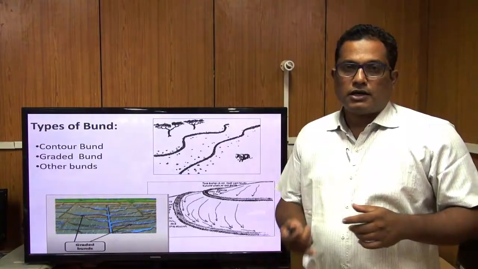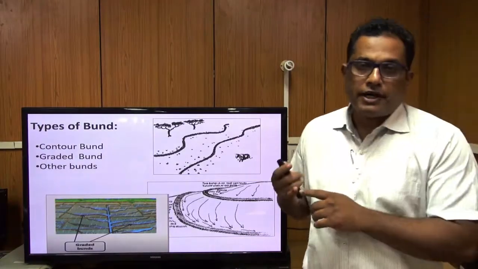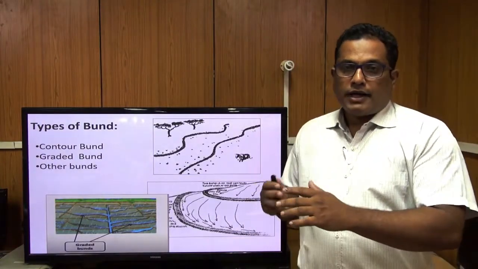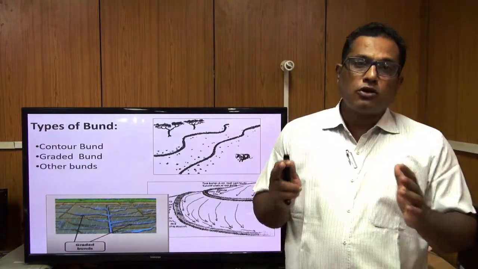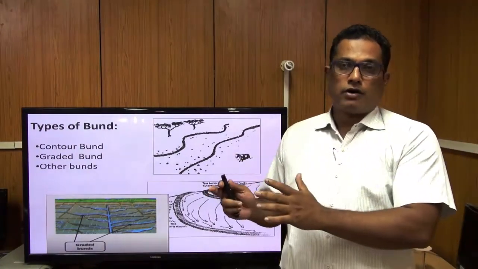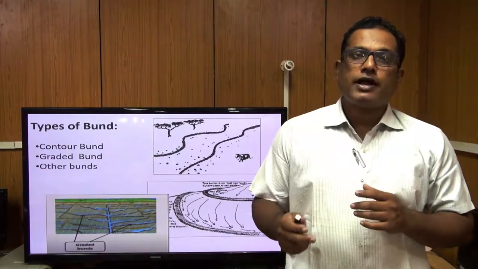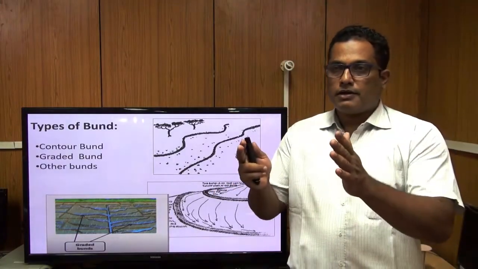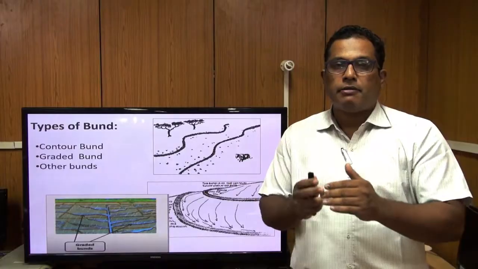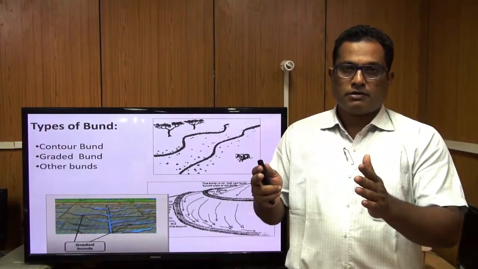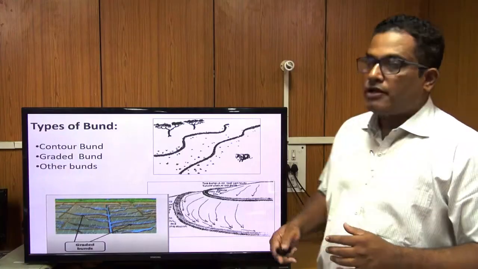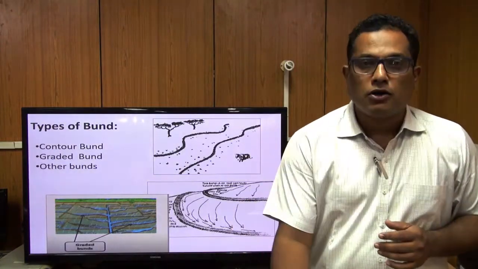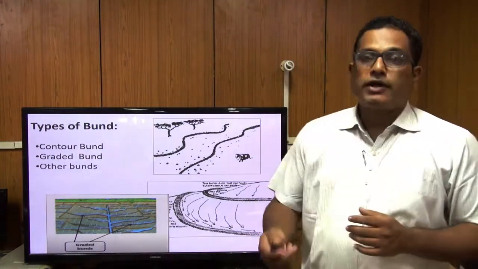The problem with contour bund and graded bund, especially contour bund, is the area lost, because the contour bund does not conform to the field boundary. By field boundary I mean the area demarcated by the farmer's field. So a farmer's field may have this type of chunk of land, but if we suggest they go for contour bunding, they might not agree.